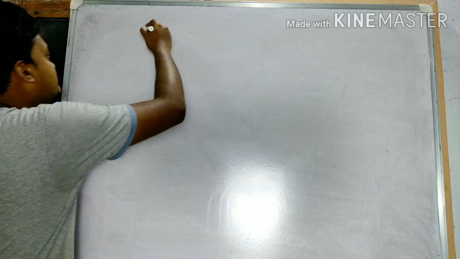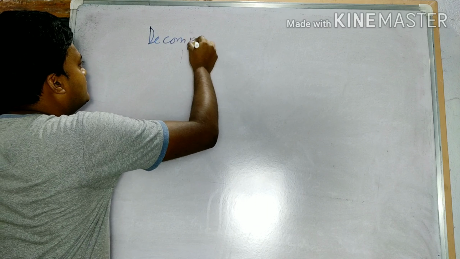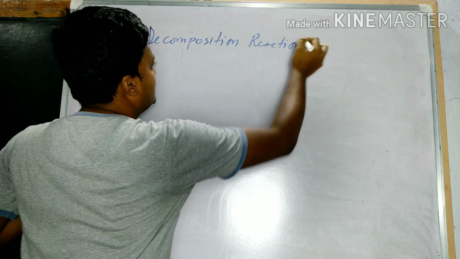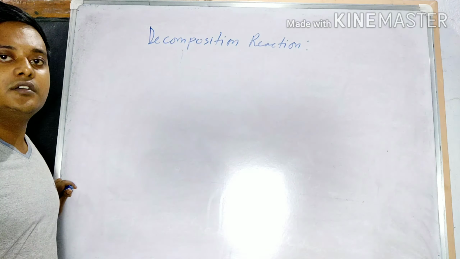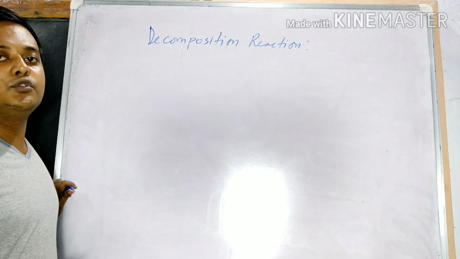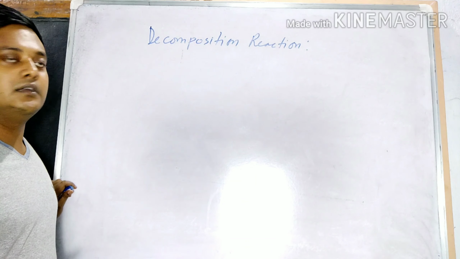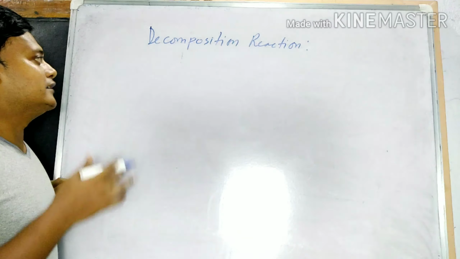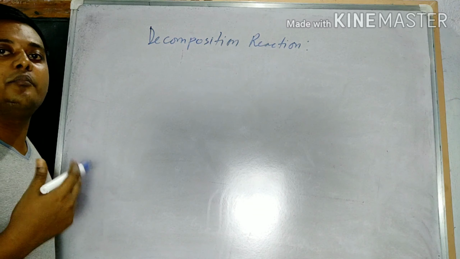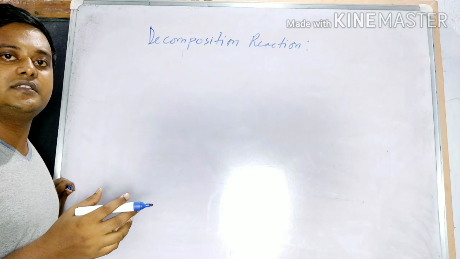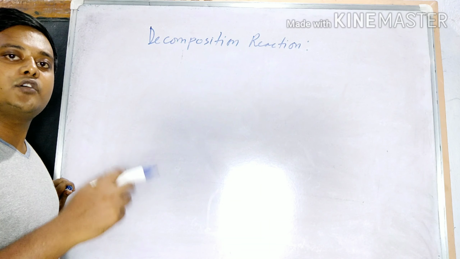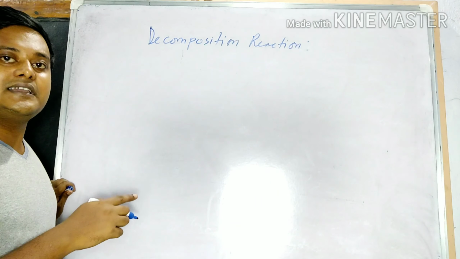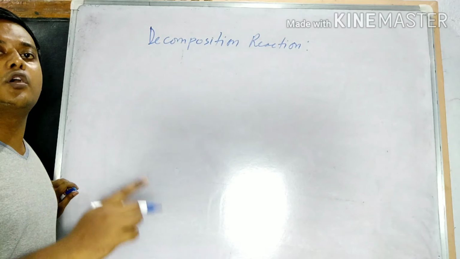Decomposition reaction. Now, the reaction in which one single reactant breaks into two or more products. It is the reverse of a combination reaction. A decomposition reaction is the reverse of a combination reaction, because in a combination reaction two or more reactants combine to form a single product, and in decomposition one single reactant breaks into two or more products.